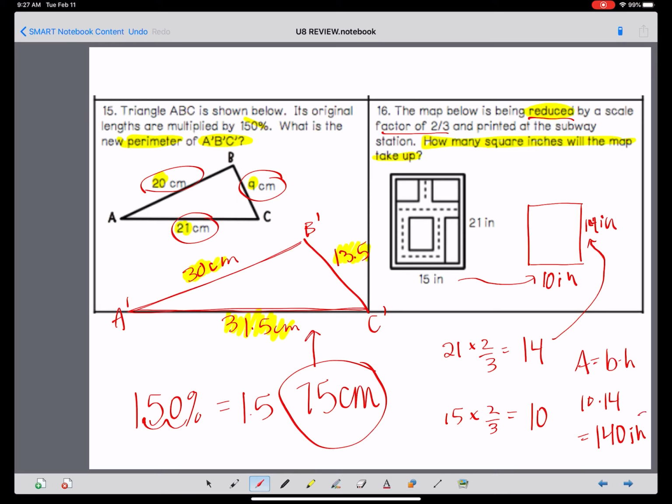Okay, and I need to remember that I have to square my answer. Don't forget, square your answer and put the correct unit. It was in inches to begin with, so I needed to keep it in inches.